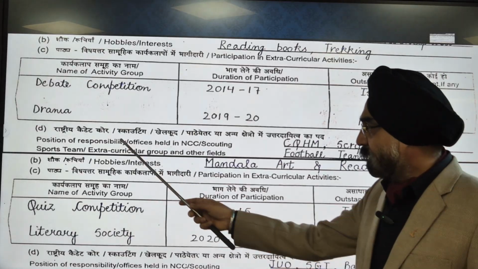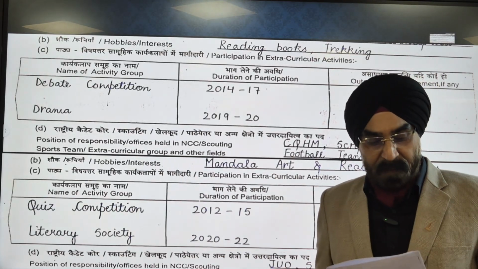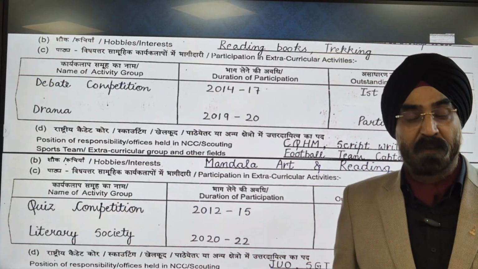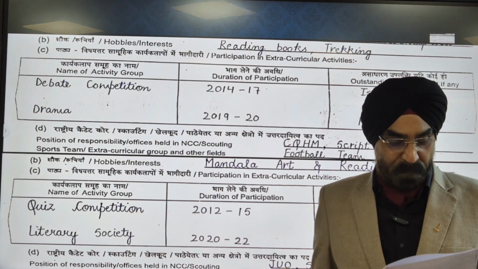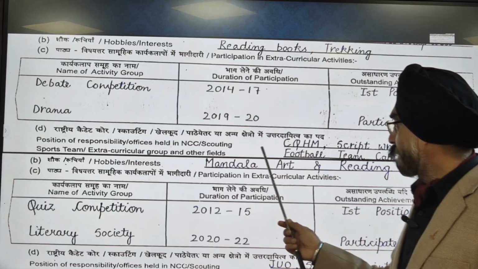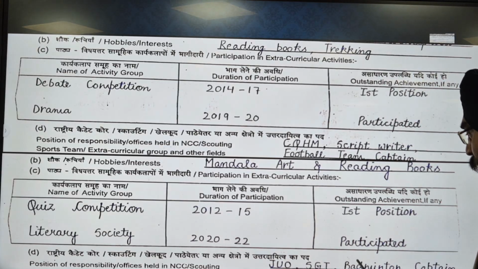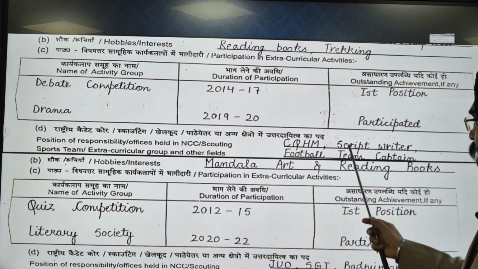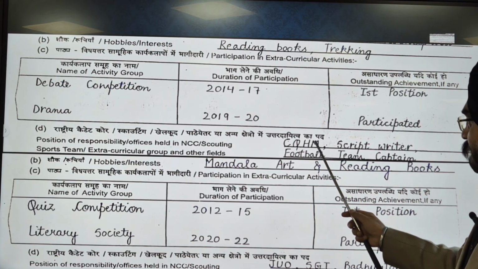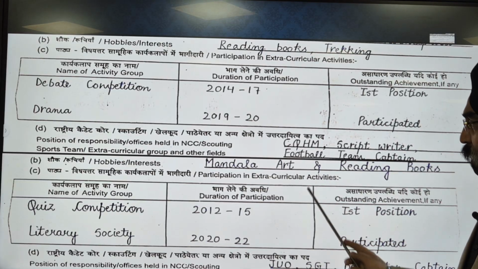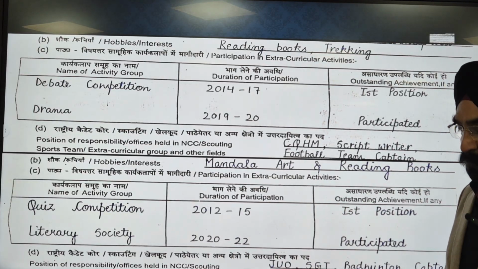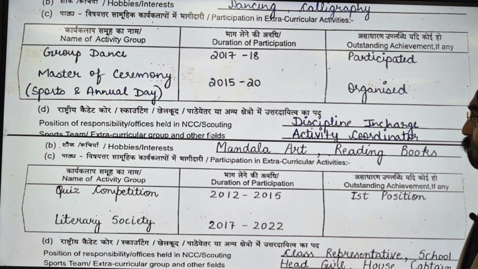Now column number D is a very important column, 12D, in which they ask what position of responsibility have you held during your student life. Okay, so here you can bring out if you have been a captain, junior under officer of your school, badminton team captain, here the candidate has written, or football team captain. This candidate seemingly is a service candidate, he has taken this appointment, right? So like that you can write what positions of responsibility you have held.